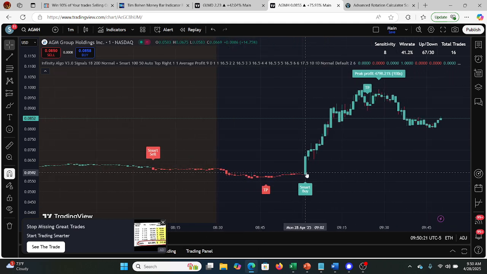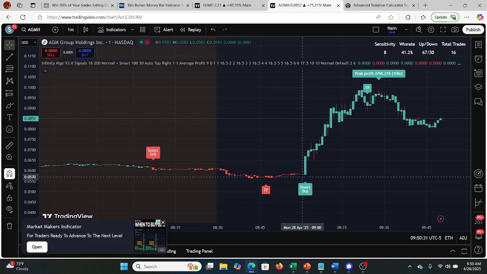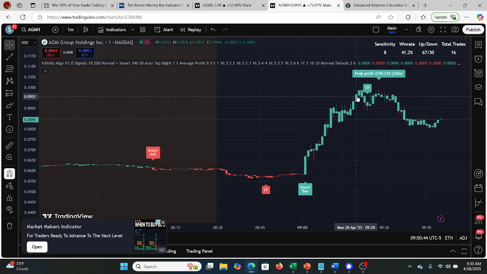So this happened around 10 Eastern time. You'd start to see the float rotate, rotate, rotate, and start to speed up. And then you'd say, okay, this is on my watch list. Then you watch for an alert for this to spike. You could set an alert, say, for a spike above 0.062, a very low small cap stock. And then bang. So you can see Infinity Algo works well on these small cap stocks.